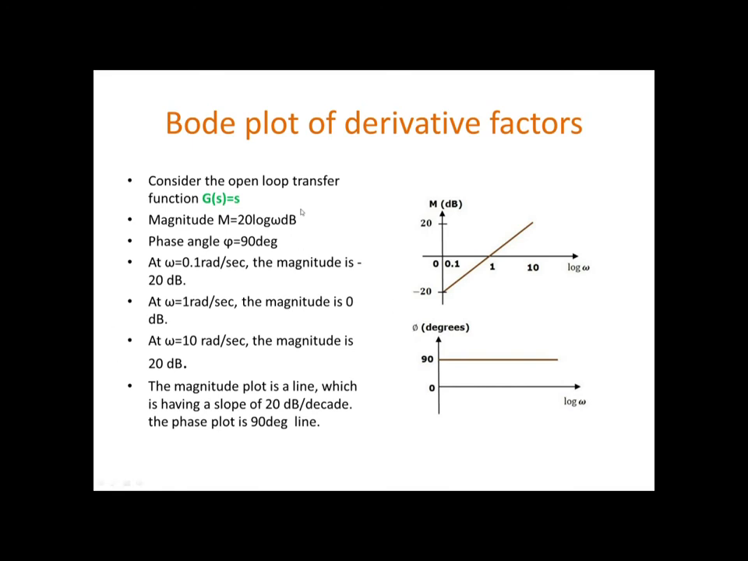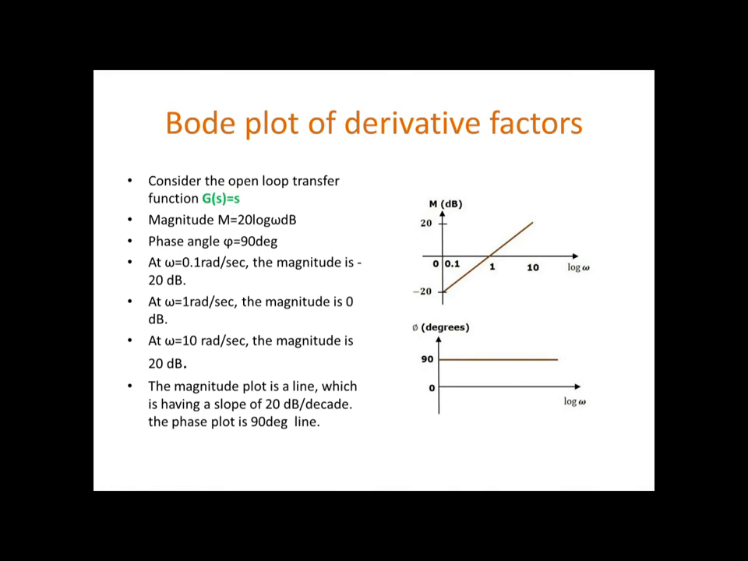If we consider there are two zeros, then this G(s) will actually be s squared. That means s to the power n, so we can vary it from s to s to the power n. If you know the Bode plot of one derivative factor, then we can easily find the Bode plot of multiple derivative factors. So let us consider G(s) is equal to s to the power n, that means n number of zeros are located at the origin.